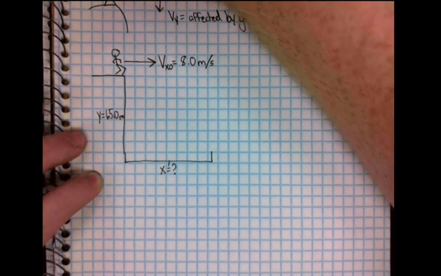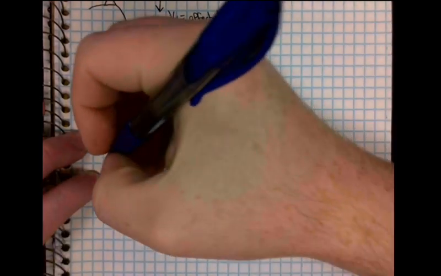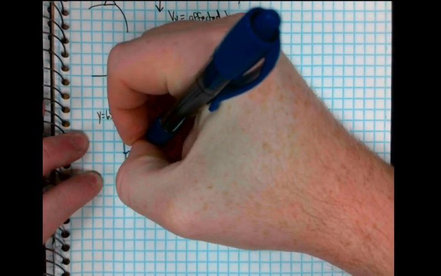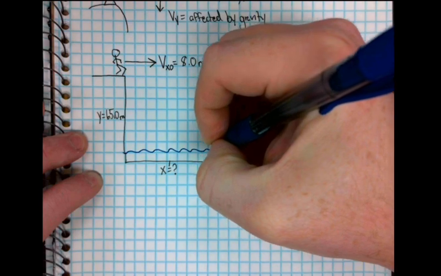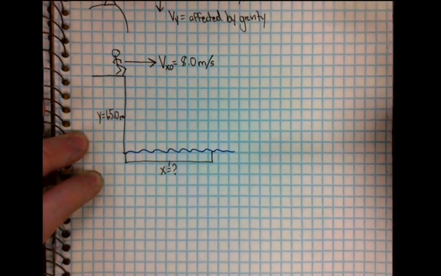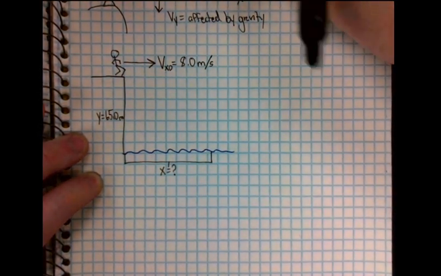Now, we're also going to assume that this person has not been living through 2020 and is not miserable and just jumping off it. We're going to assume that there's water down here. They're going to land at water that's 65 meters below.